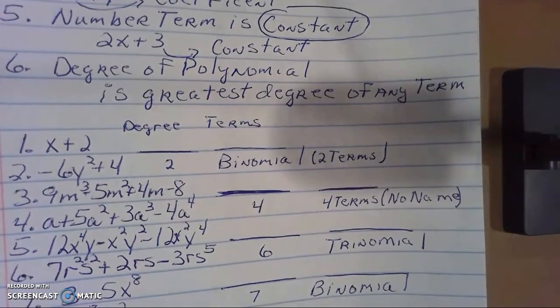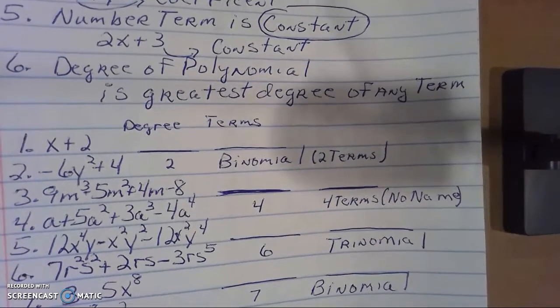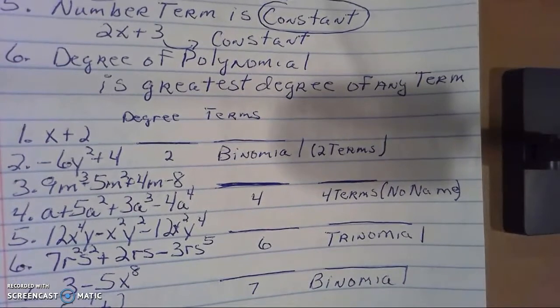Number 3, 9m cubed plus 5m squared plus 4m minus 8 has a degree of 3. It comes from the m on the first term, power of 3, and it's 4 terms, no special name. Number 4 is 4 terms because there are 4 separations by addition and subtraction. And the degree is 4 from the power of the a in the last term.